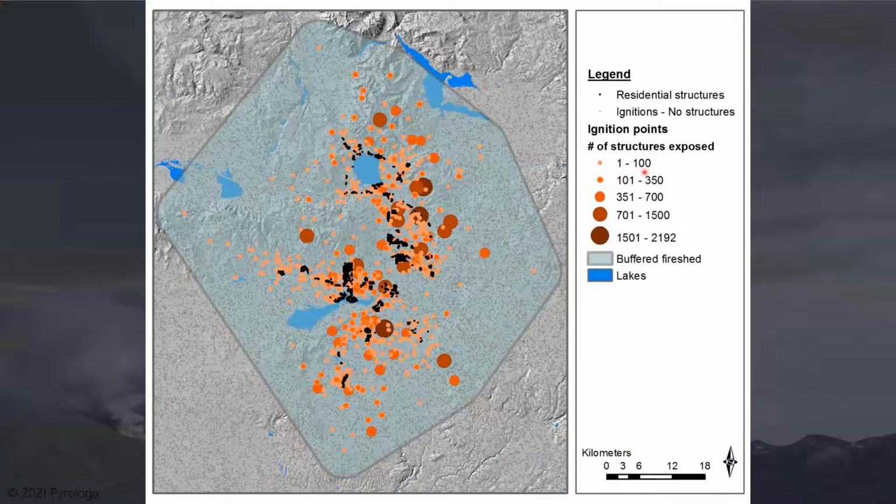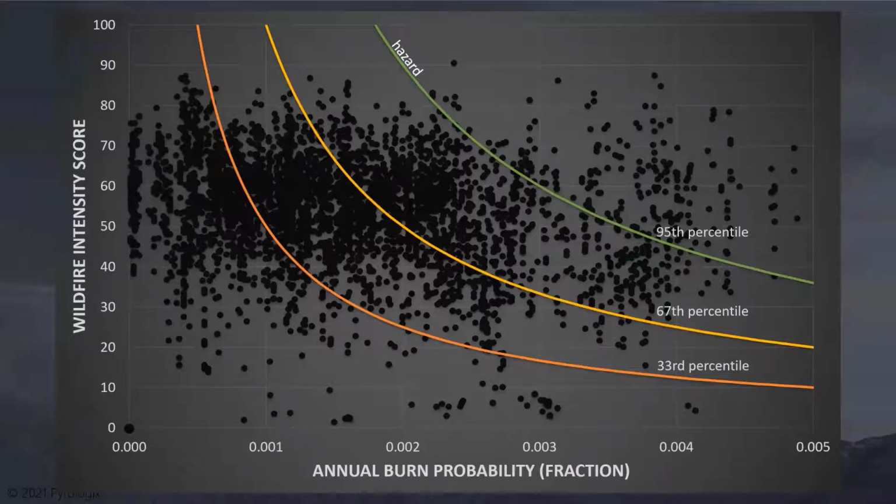So the smallest ones are 1 to 100 homes. And then in the background, the stippling, those are all fires that didn't impact any homes. So lots of fires here don't get big enough to impact any homes. A few of them can impact a lot, 1,500 to almost 2,200 homes. So there are a couple of different ways that we look at that risk from an individual structure basis.